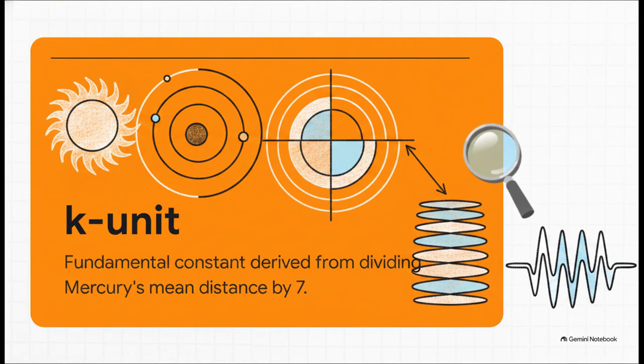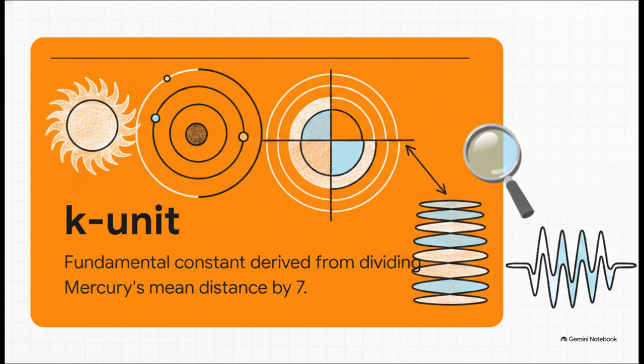So, the crucial point is how this theory actually establishes its baseline. Every mathematical blueprint needs a fundamental constant, right? Well, in K7 theory, that constant is derived right from the inner edge of our solar system. The framework takes the mean distance from the center of the sun to the center of Mercury, which is our innermost stable planet, and it divides that distance by 7. Now, you might be wondering, why divide by 7?